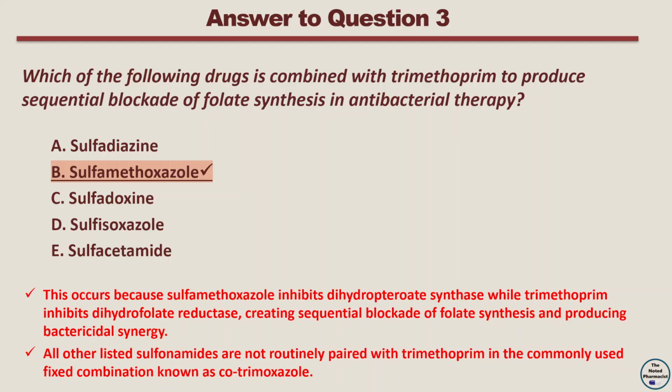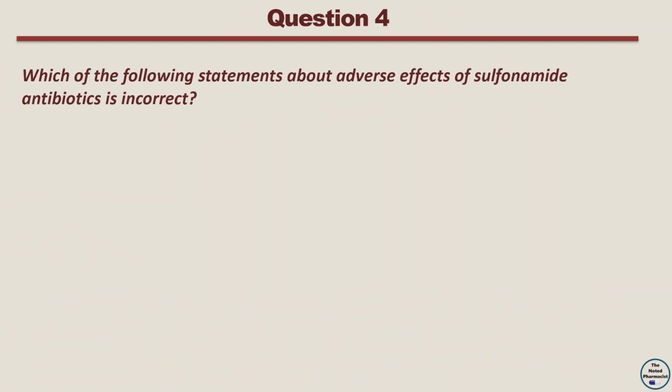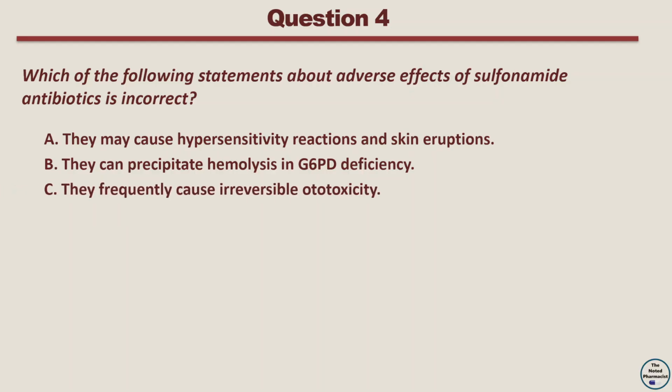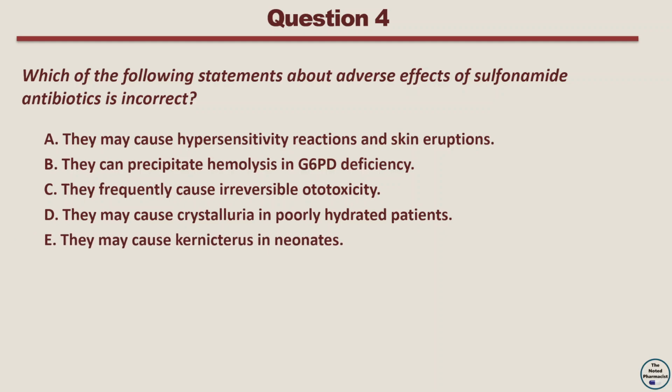Question 4. Which of the following statements about adverse effects of sulfonamide antibiotics is incorrect? Option A. They may cause hypersensitivity reactions and skin eruptions. Option B. They can precipitate hemolysis in G6PD deficiency. Option C. They frequently cause irreversible ototoxicity. Option D. They may cause crystalluria in poorly hydrated patients. Option E. They may cause kernicterus in neonates.